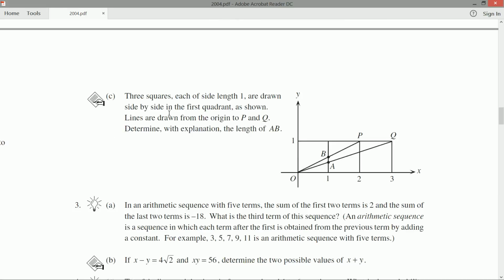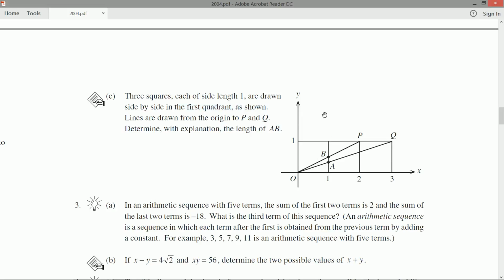Okay. So 3 squares, each of side length 1, are drawn side by side in the first quadrant as shown. Lines are drawn from the origin to P and origin to Q. Okay. So P looks like he has coordinates 2, 1. Q has coordinates 3, 1. Determine, with explanation, the length of AB. Ooh, okay.